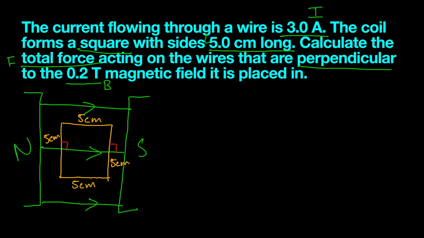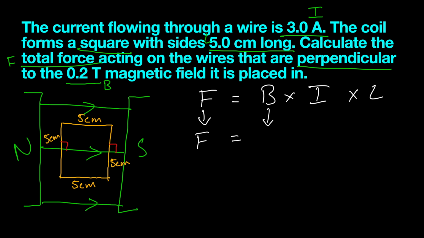The first thing we're going to do is write the equation. F equals B times I times L. Our force is unknown, so I'll leave that as F. Our magnetic flux density is 0.2 Tesla. Our current is 3 amps. And our length, in this case, is 10 centimeters. That's because the total length of wire present in the magnetic field that's perpendicular to it is 10 centimeters. 5 centimeters here and 5 centimeters here. 10 centimeters.